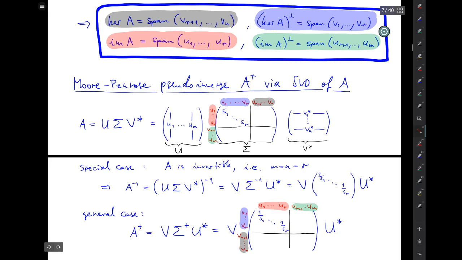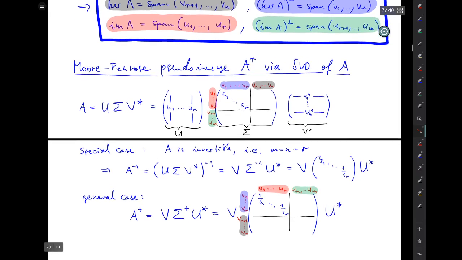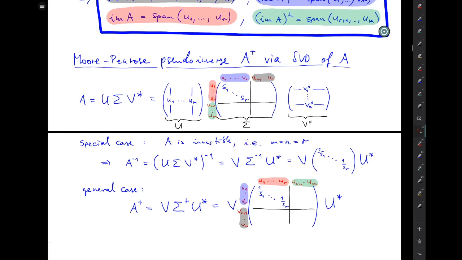And what is the blue space? The blue space is the orthogonal complement of the kernel. And that was our last step. So the last step was orthogonal projection onto that blue space here. And we are doing this by ignoring everything down here. Okay, so of course, this is a bit of a hand-waving explanation, but I hope it helps to understand that this is the formula for the Penrose pseudo-inverse in terms of singular value decomposition.